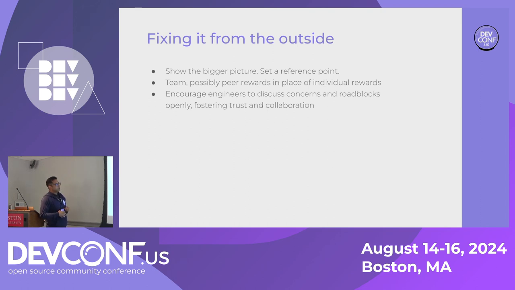How should the leaders fix it from the outside? You run a team of engineers and you are tasked with fixing the prisoner's dilemma in your team. What should you do to fix it?